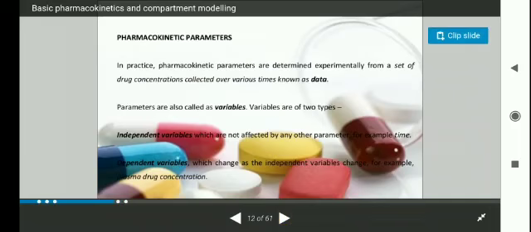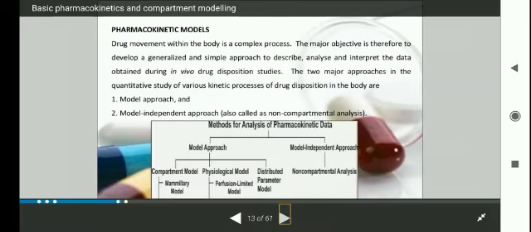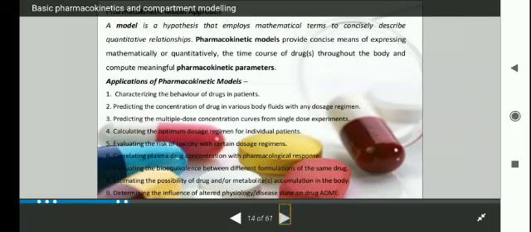Here you can see compartment models, that is mammillary model and catenary model, and physiological models, perfusion limited and rate limited, and distributed parameter model. Okay, and in model independent approaches we have non-compartmental analysis. And a model is nothing but a hypothesis that employs mathematical terms which gives the quantitative relationships. See, we were talking about quantitative, not qualitative. Qualitative comes in your analytical part, while quantitative comes in our pharmaceutical parts. Okay, so applications, please note it down for your 2 marks answers.